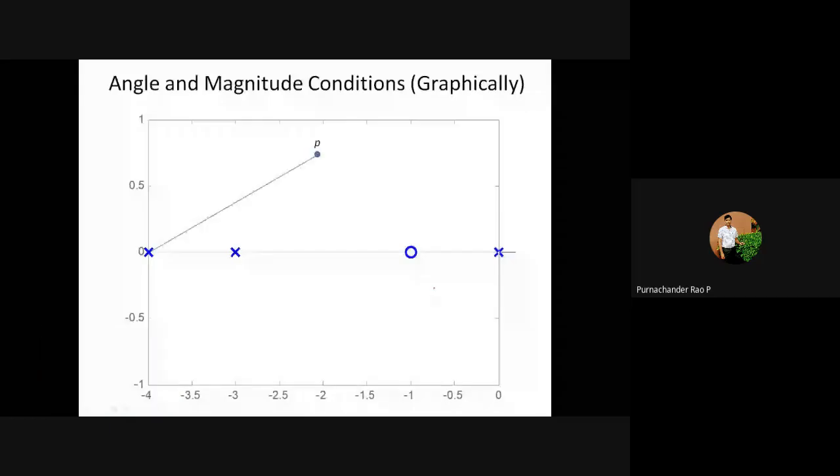Okay, so here we need to join all the poles and zeros with a test point P. Then we can have angles theta 1, theta 2, then theta 3 and phi 1.